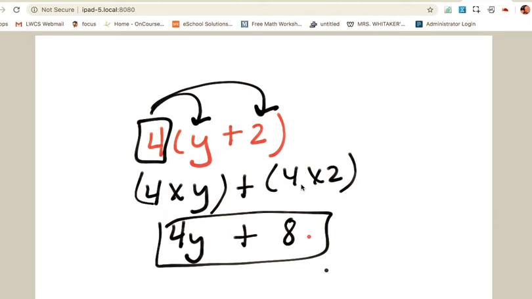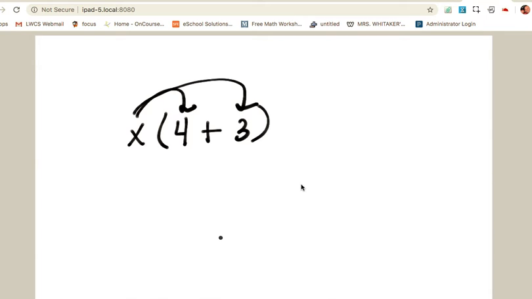Okay, so next, let's try another example. What if we did x on the outside? Let's say we did a variable on the outside and we said 4 plus 3. What will we do then? You still distribute x with everything in the parentheses. So that would be 4x plus 3x.